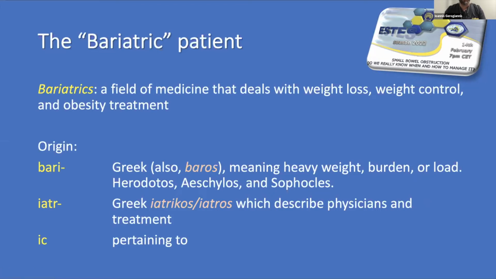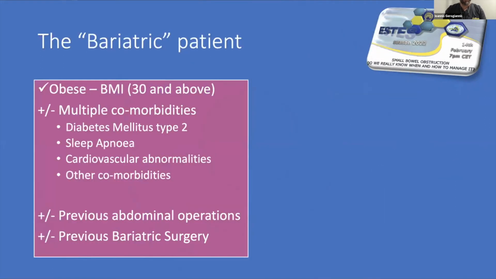Bariatrics is a broad term. However, most of us use the term metabolic surgery because we deal with patients with metabolic problems. So the bariatric patient could be an obese patient with a BMI of 30 and above, plus or minus multiple comorbidities, diabetes, sleep apnea, cardiovascular, other comorbidities, maybe had previous abdominal operation, maybe had previous bariatric surgery. This is one part of the patients we see.